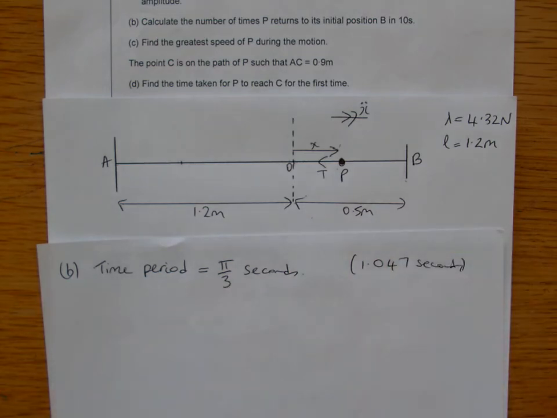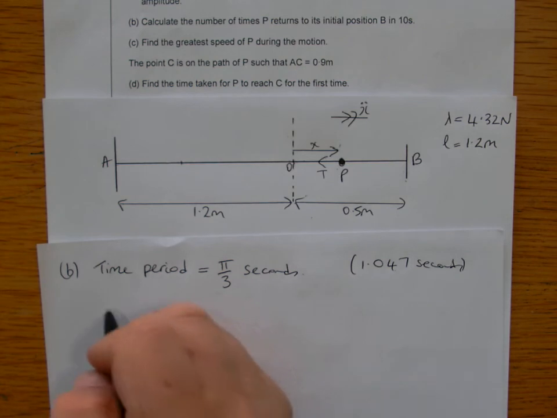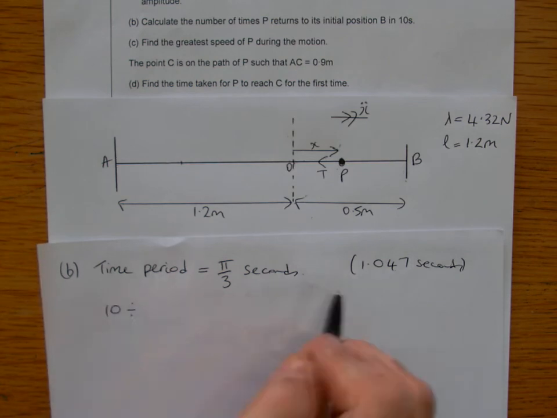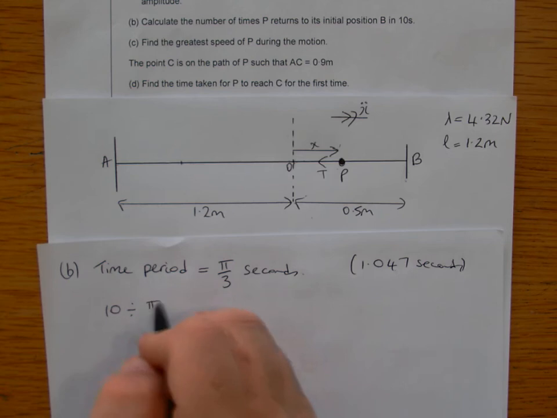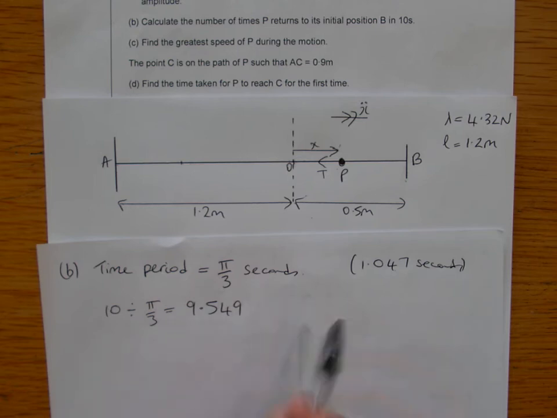Basically, in 10 seconds. So you just have to see how many of these would fit into 10 seconds, essentially. If I do that, I'll have 10 seconds divided by, well, instead of using that, I'll just use pi over 3. And if you do that on your calculator, it comes out to be 9.549. So in other words, it will complete 9.549 of these.